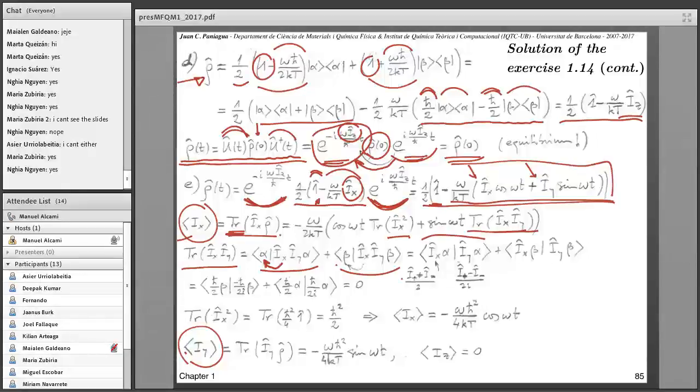And then, as usual, we put Ix in terms of ladder operators, and the same for Iy. As usual, I plus applied to alpha gives 0, I minus applied to alpha gives beta times h bar, and 2 divided here. A similar thing here. We obtain that these two terms are opposite, so the result is 0.